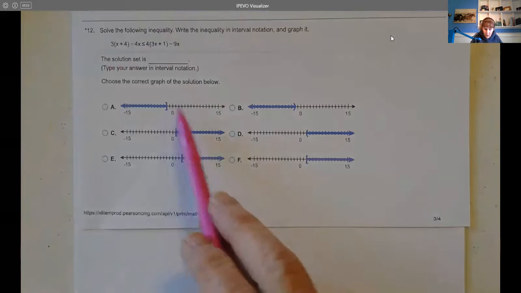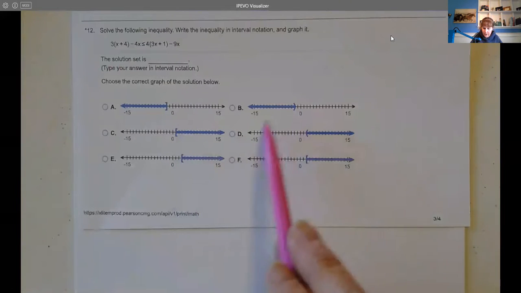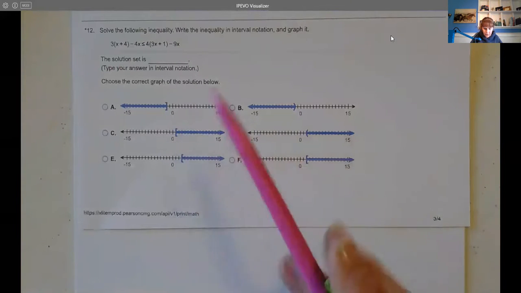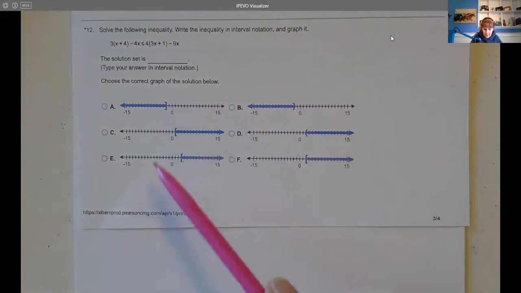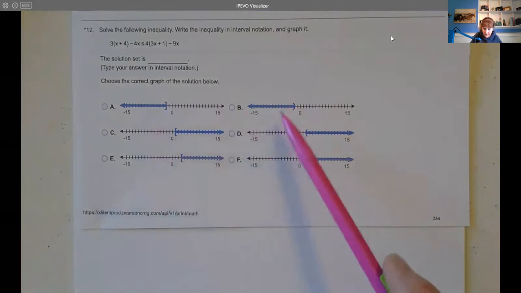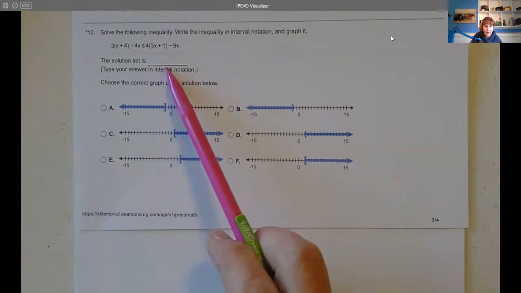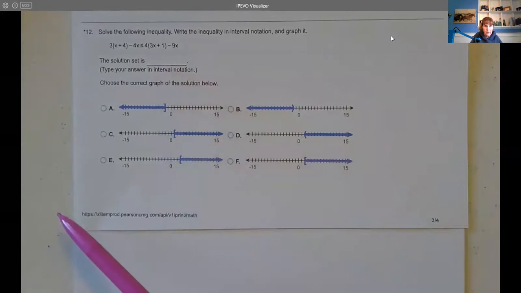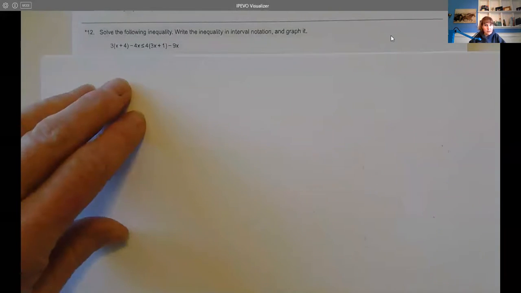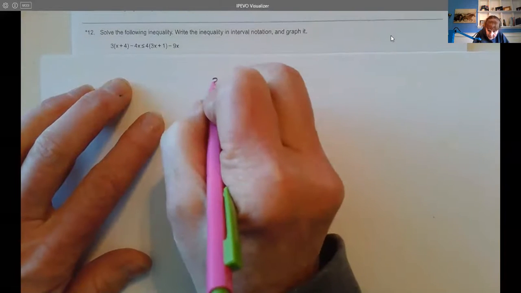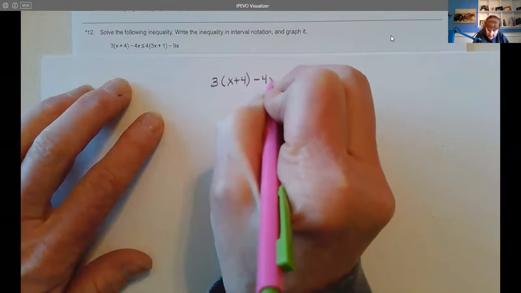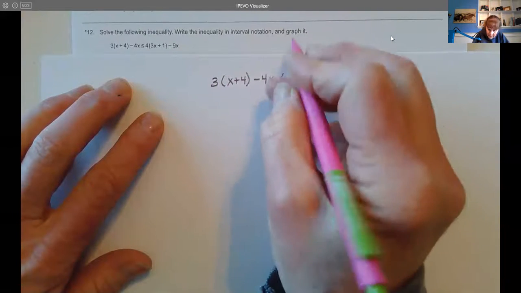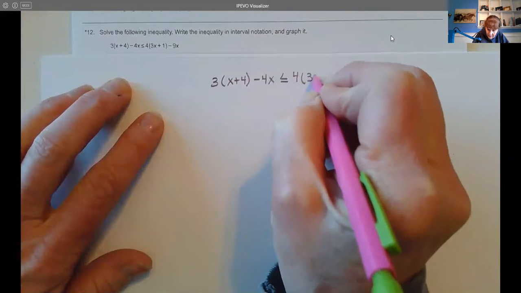And you see on your homework, you're going to have multiple choice. You'll have a bracket, a choice of parentheses. Is it going to the left, to the right? And then they'll want you to write the answer in interval notation. All right, let's go ahead and solve this one, and this will be the last one we do. We've got 3 times (x plus 4) minus 4x less than or equal to 4 times (3x plus 1) minus 9.